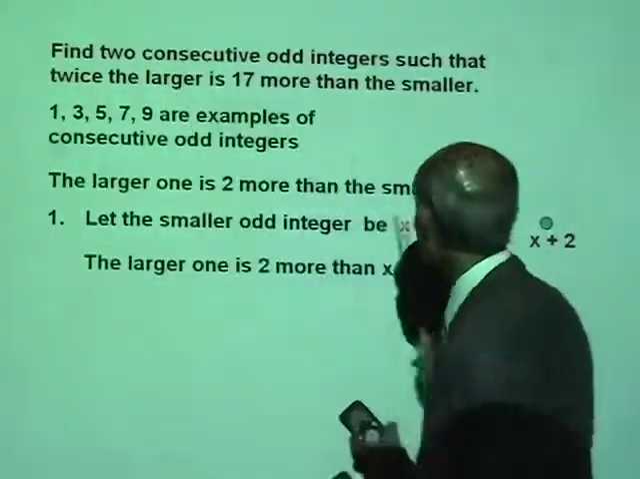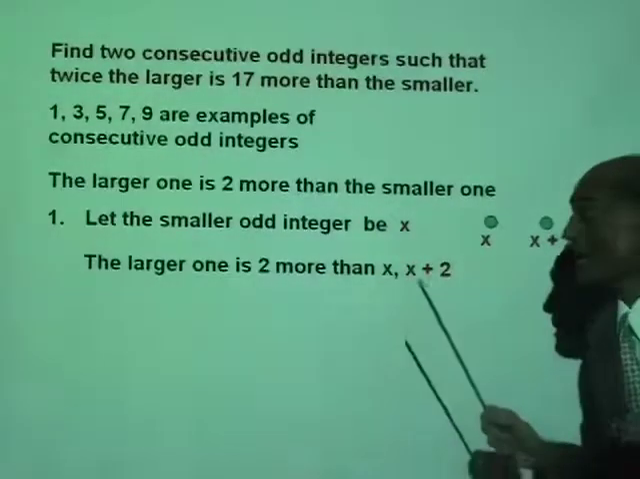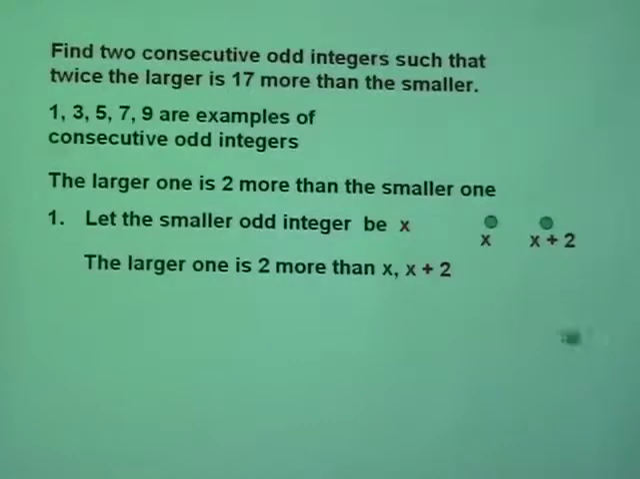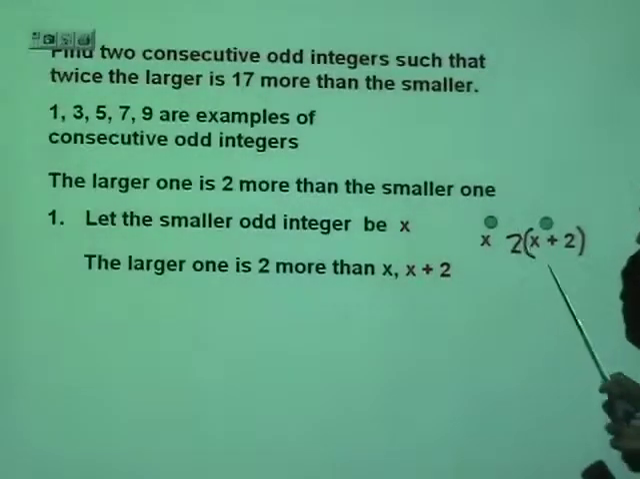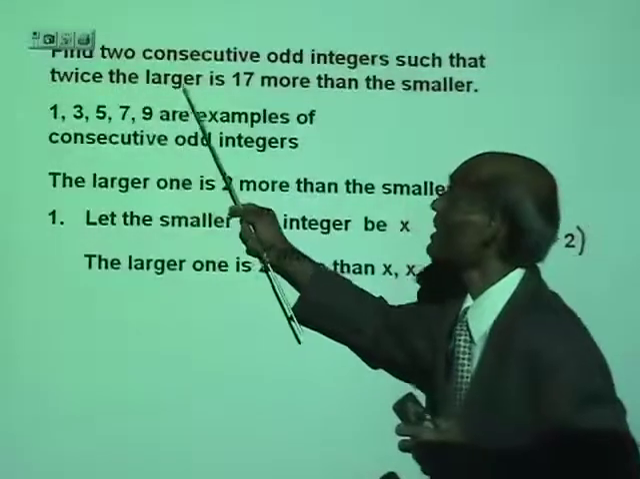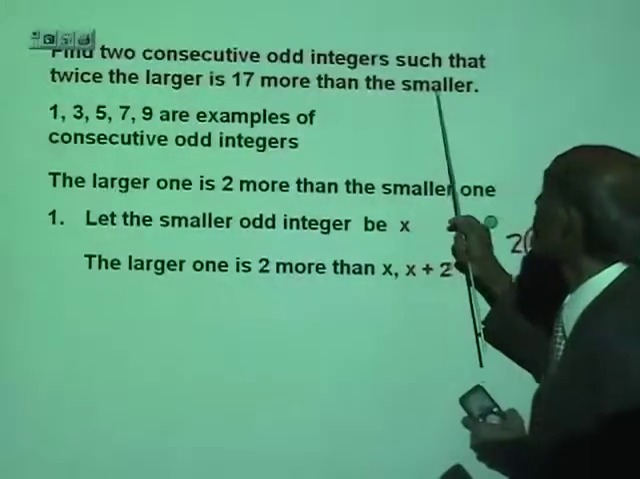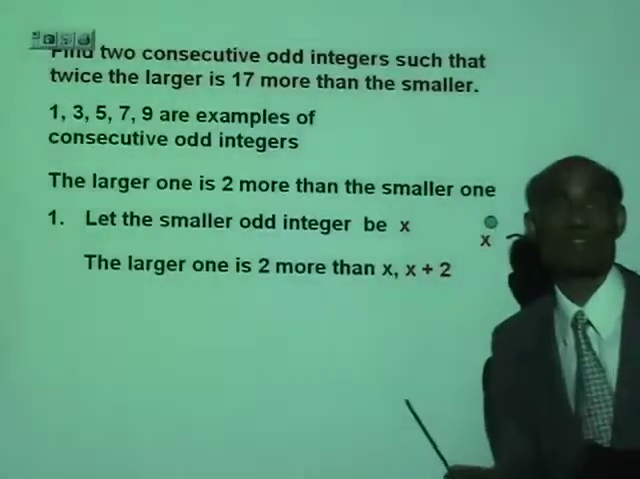Twice the larger, this is the larger. Now, how would you find twice that? Now, I told you, if you want to find twice that quantity, you need to first of all enclose it in a parenthesis. Look at that. This is twice the larger. So x plus 2 is the larger. Multiply the quantity by 2. This is twice the larger. Twice the larger is equal to 17 more than the smaller. 17 more than the smaller is 17 plus x.